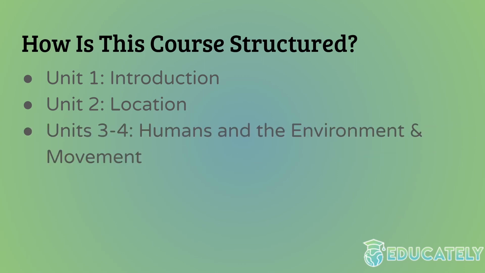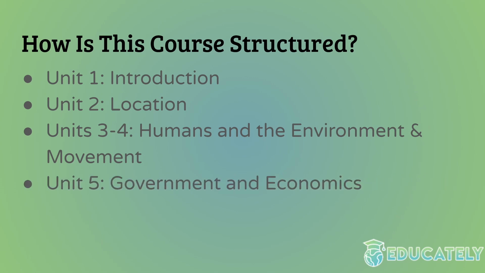Units 3 to 4 are about humans and the environment and movement. These units talk about the problems that humans are causing in relation to nature, for instance, climate change, pollution. So it talks about these two themes. It also talks about region when it's relevant to that. A lot of these topics and themes do overlap in a sense, so it's hard to divide the course into those themes. That's why we divided them into different units. Unit 5 talks about region in light of government and economics, so basically how they differ in various parts of the world and just different types of government and economics overall.